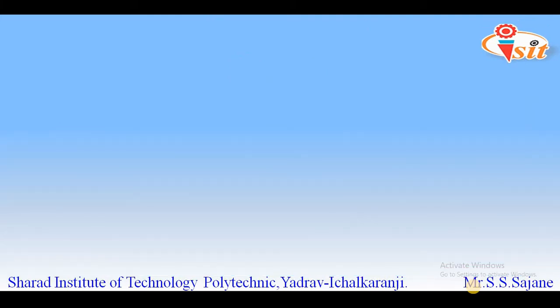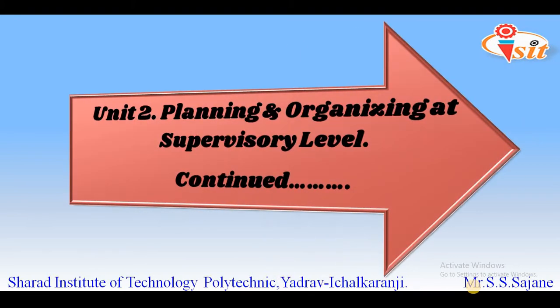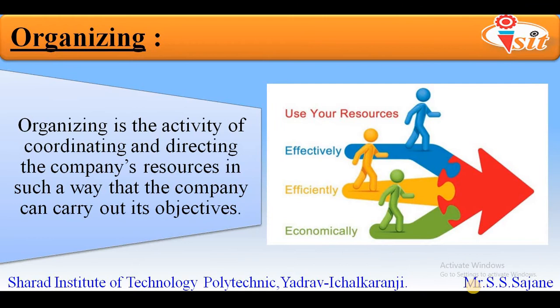In the previous lecture, we started with organizing at supervisory level. That is the remaining half part of this chapter. In that, first we saw the meaning of organizing. Organizing is the activity of coordinating and directing the company's resources in such a way that the company can carry out its objectives. Along with this, we also discussed in detail what are the steps in organizing.